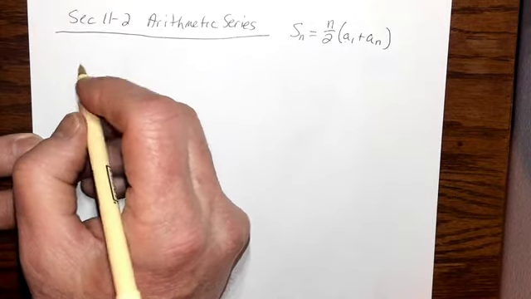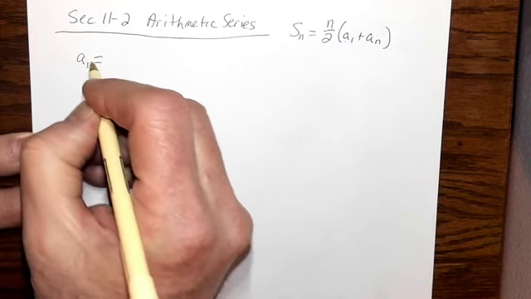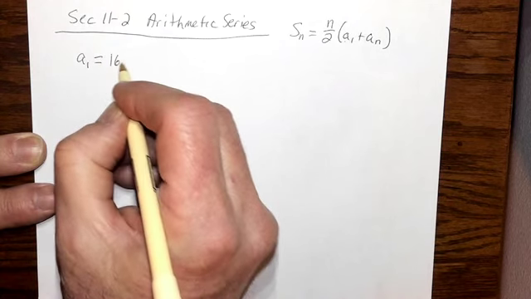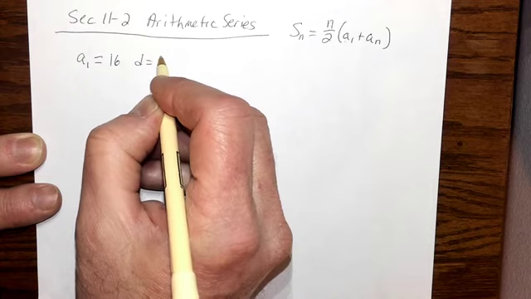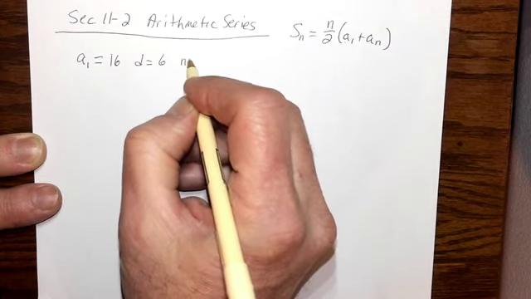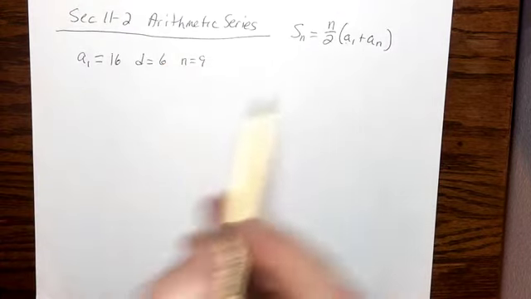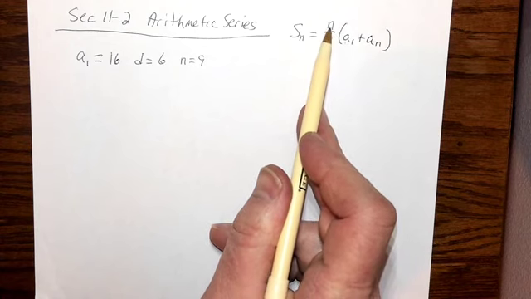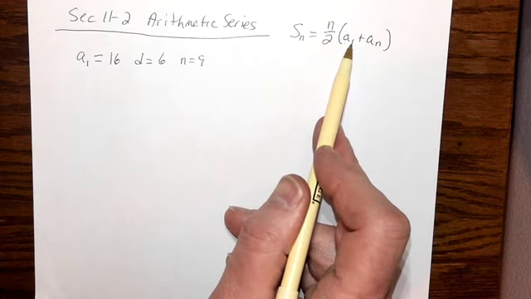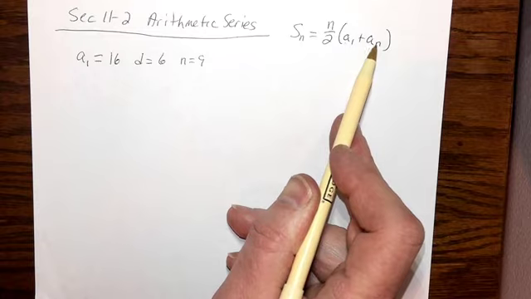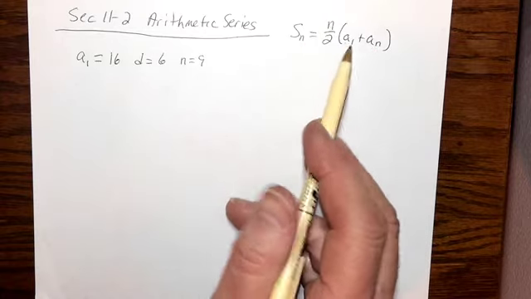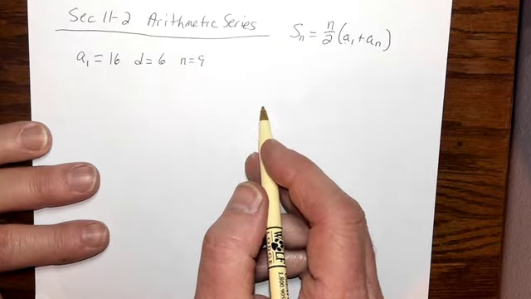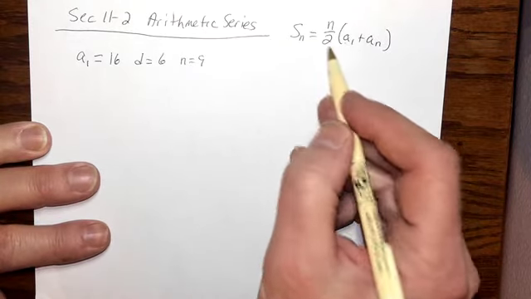So a couple examples. First one, I'm going to give you that a sub 1 is 16. The common difference is 6, and n is equal to 9. So if I look at this, I know what n is, and I know what a sub 1 is, but I don't know a sub n or s sub n. So I've got two unknowns in here.